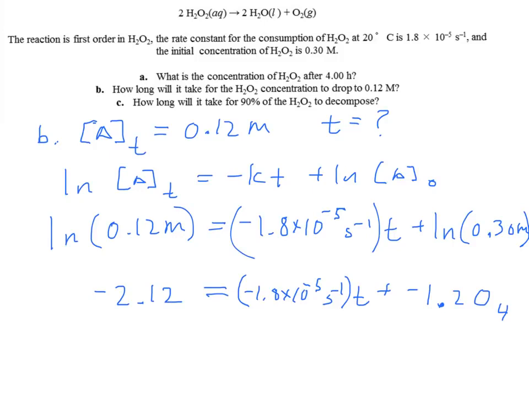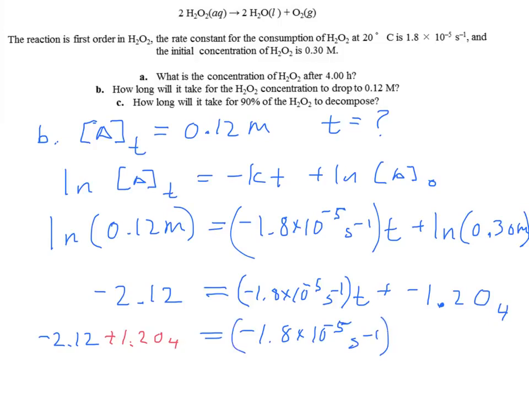Natural log of 0.3 is a negative 1.20. Alright, we're going to simplify by adding that 1.20 to both sides of our equation. So we have a negative 2.12 plus 1.204 equals a negative 1.8 times 10 to the negative fifth inverse seconds times t.